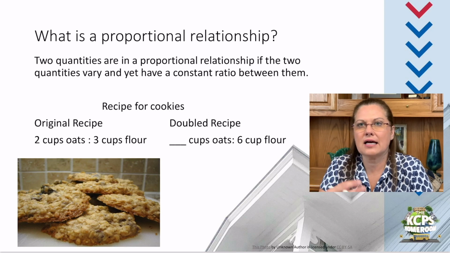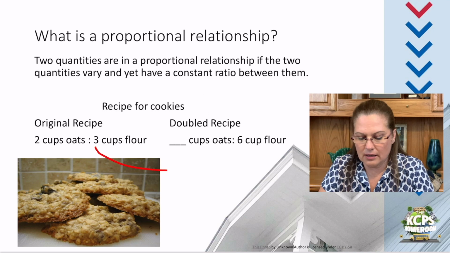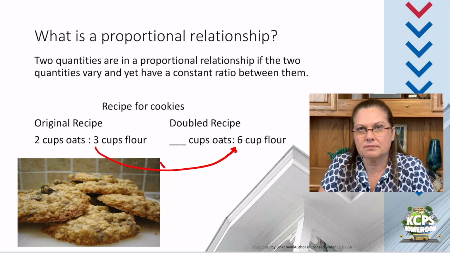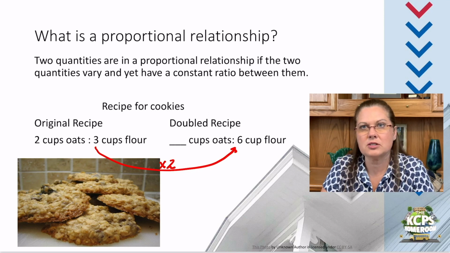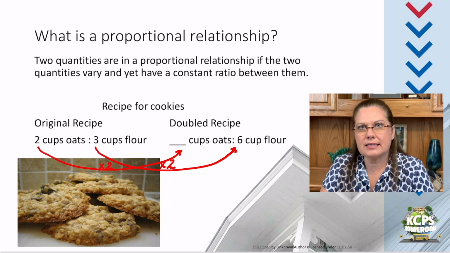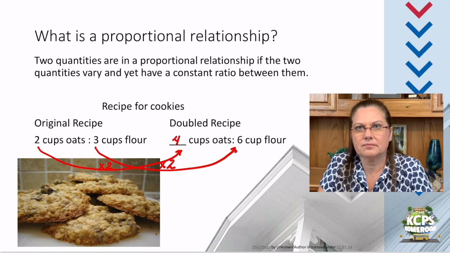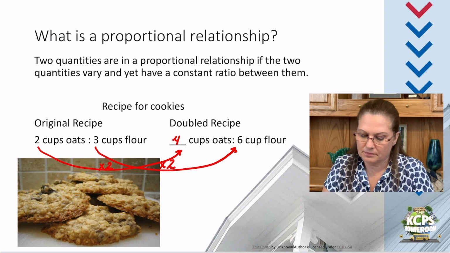We're multiplying times 2. So our 3 cups of flour, when we multiply times 2, is going to be 6 cups of flour. Our 2 cups of oats, when we multiply times that same ratio, times 2, is going to be 4. So our doubled recipe needs 4 cups of oats and 6 cups of flour. Remember, our constant ratio is 2 because we doubled.